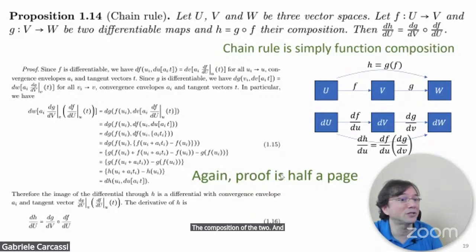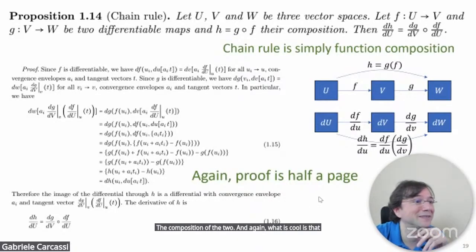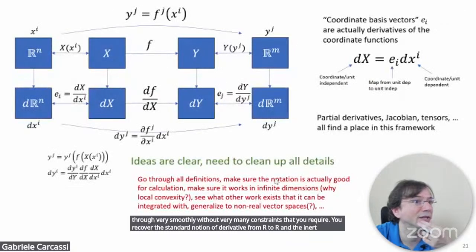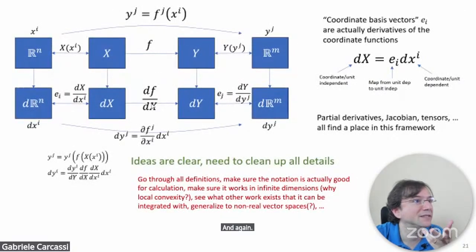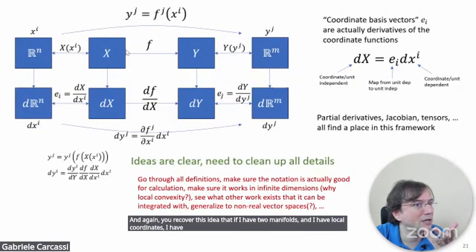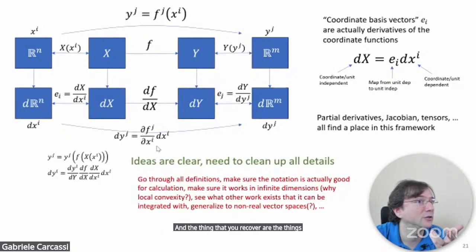And again, what is cool is that the proof goes through very smoothly without very many constraints that you require. You recover the standard notion of derivative from R to R and the notion of a Fréchet derivative. And again, you recover this idea that if I have two manifolds and I have local coordinates, I have a map between the manifolds, but I can also express the map in local coordinates. And the things that you recover are the things that you would expect.